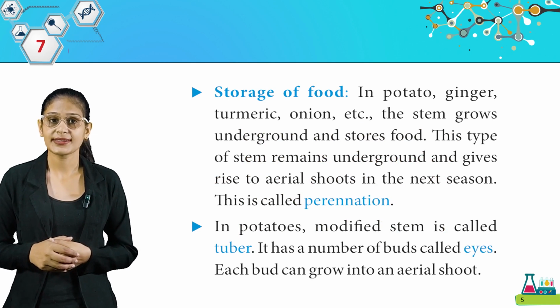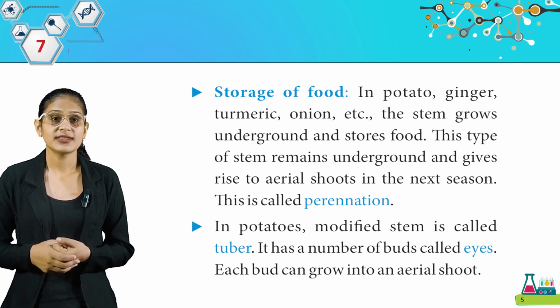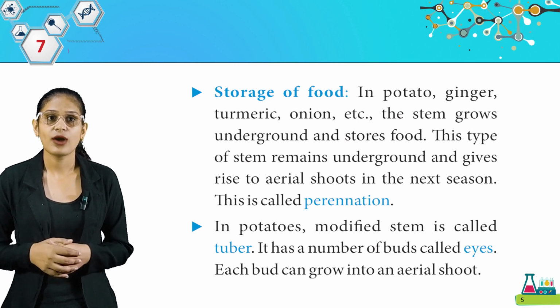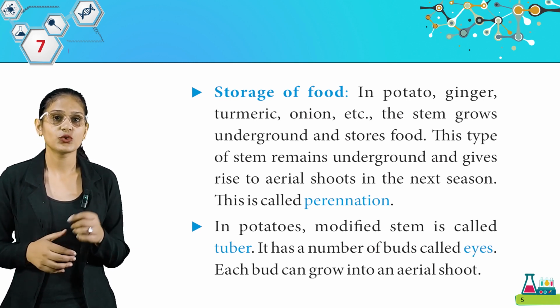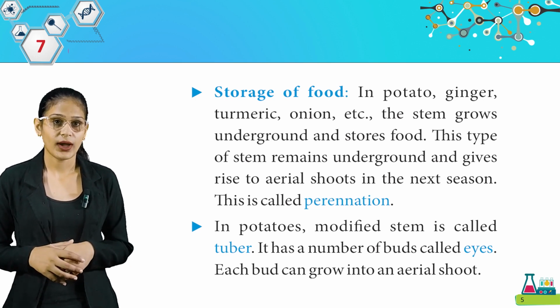Here, storage of food in potato, ginger, turmeric, onion, etc. The stem grows underground and stores food. This type of stem remains underground and gives rise to aerial shoots in the next season. This is called perennation. Now come to the next.